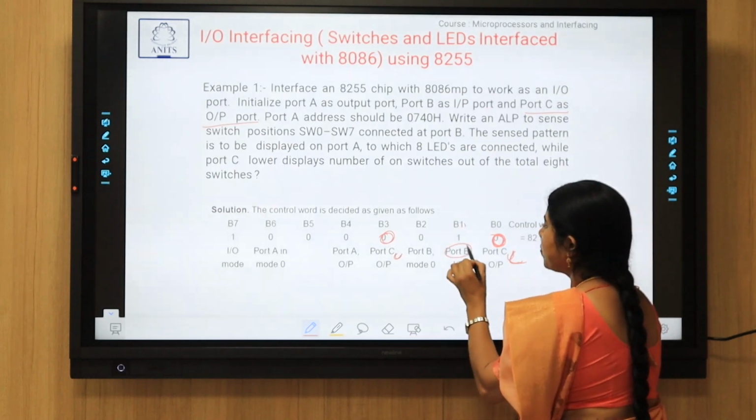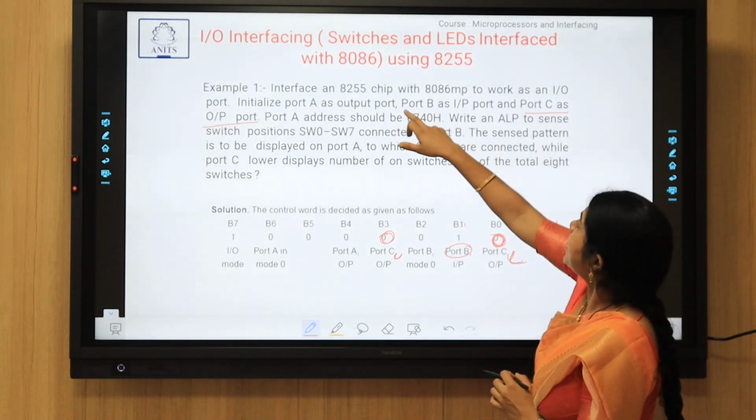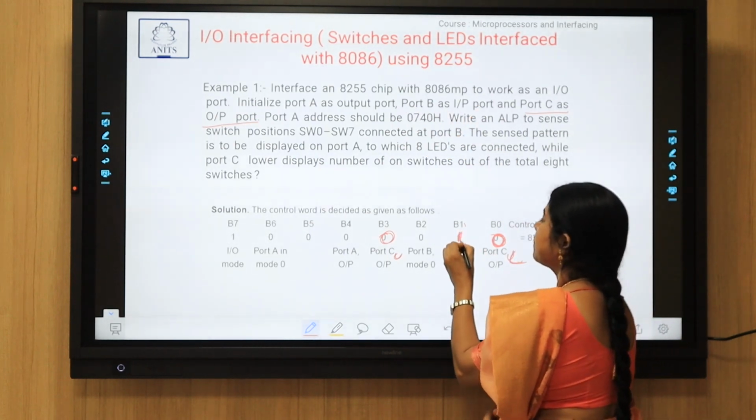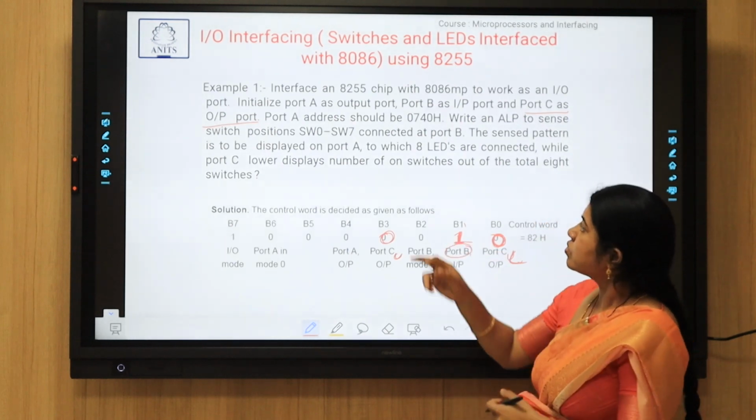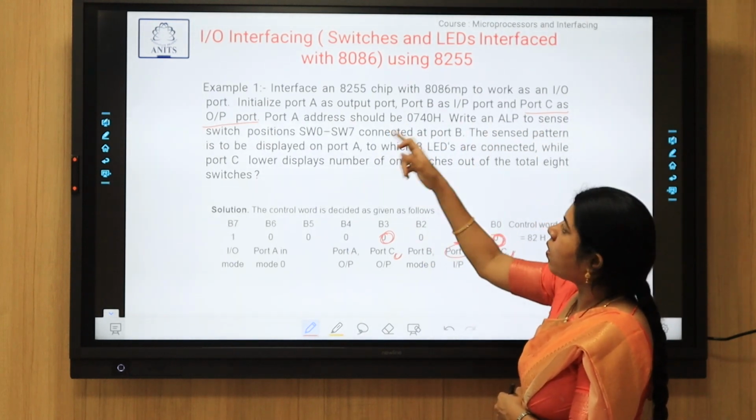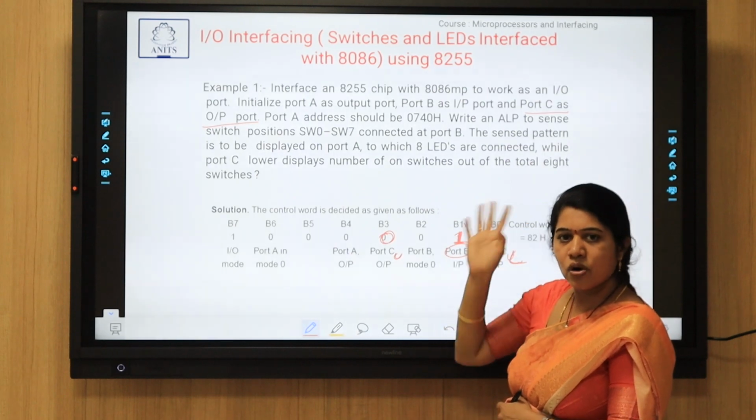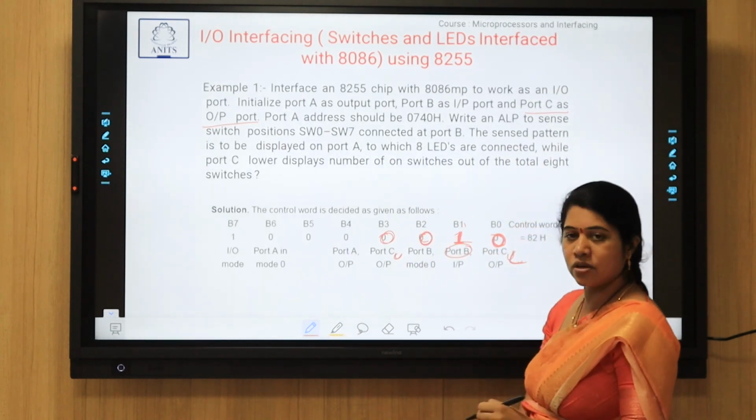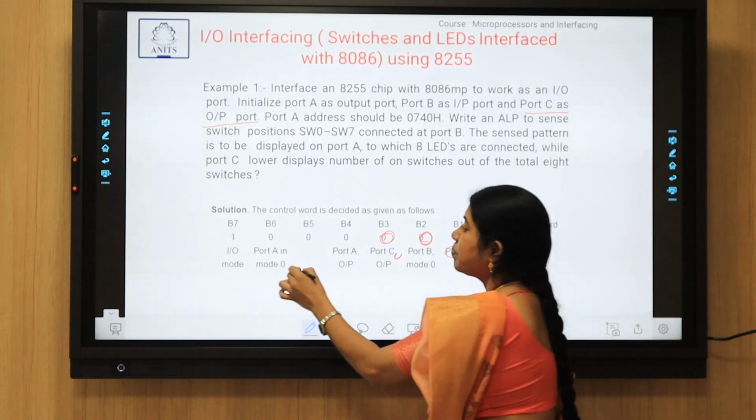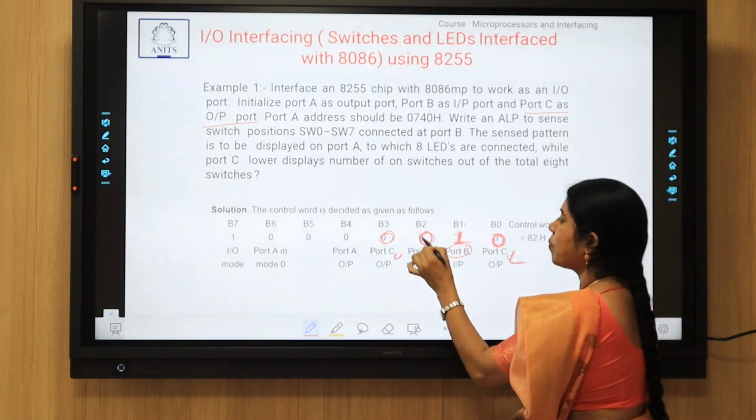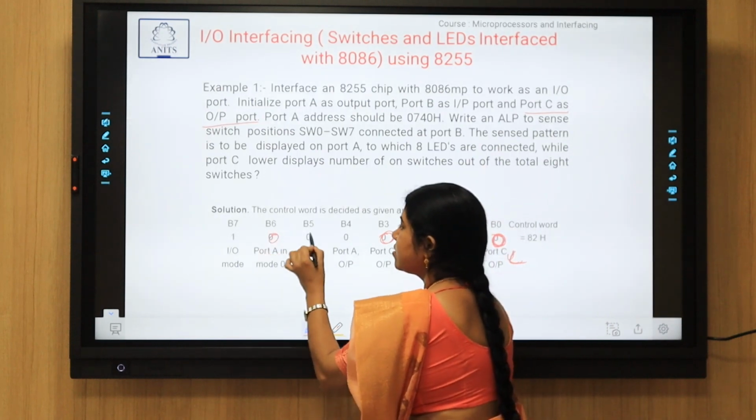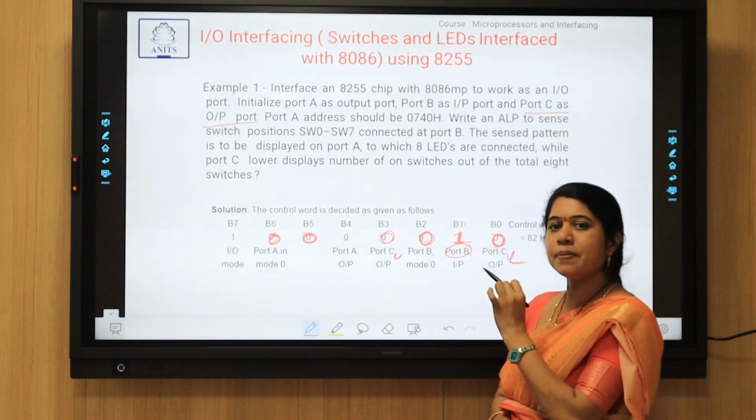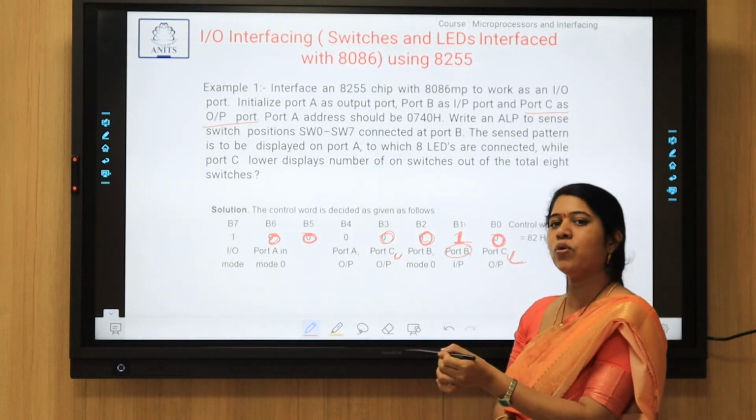This bit represents port B. Port B has to be operated as an input port. Input port means this must be 1. So if you observe, all the ports are simple input output only, so the mode of operation is mode 0. Mode 0 for port B means 0, and for port A, 0, 0 in case of port A mode 0 operation. Simple input output, so both are operating in mode 0.